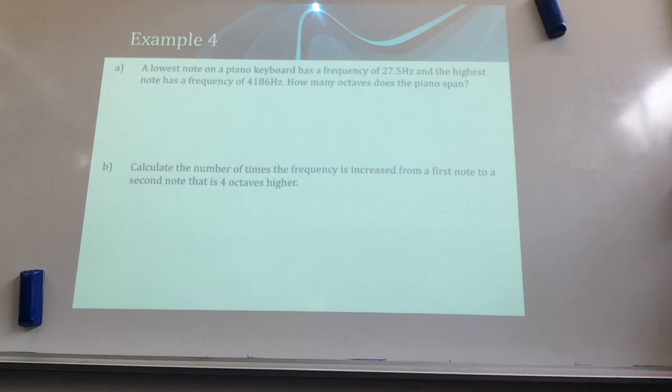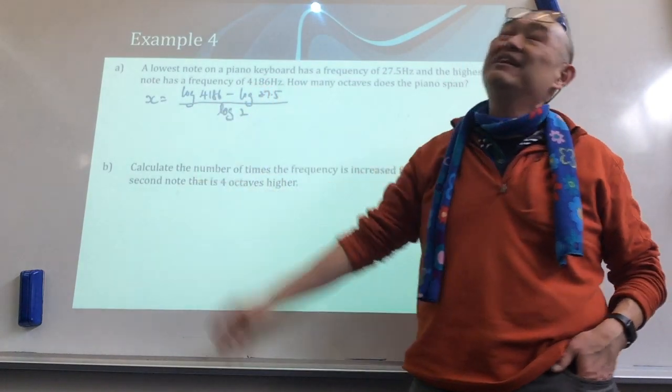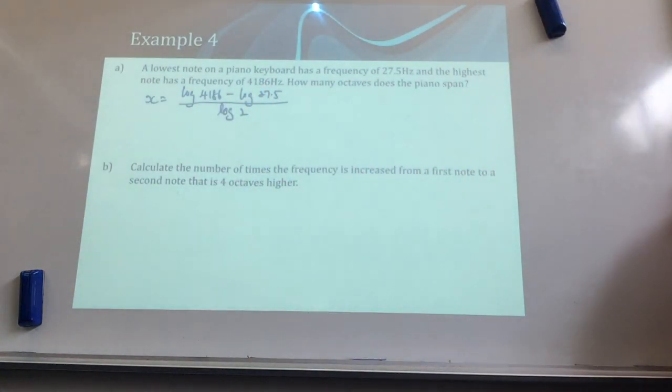The lowest note on the piano keyboard has a frequency of 27.5 Hertz and the highest note has a frequency of 4186 Hertz. How many octaves does the piano span? How many keys are there on the piano? 88 keys. So what you do is use log of 4186 take away log of 27.5, divided by log 2. You have already derived that previously. So it's 7.25 octaves.